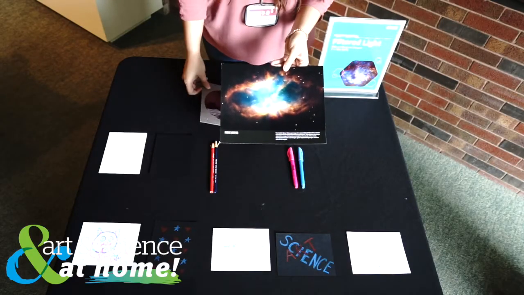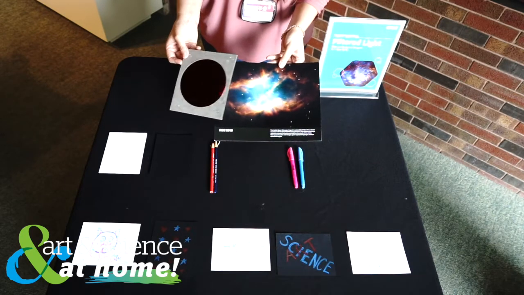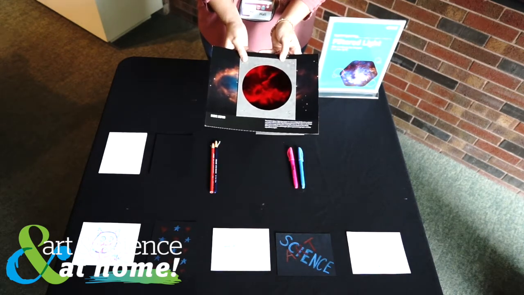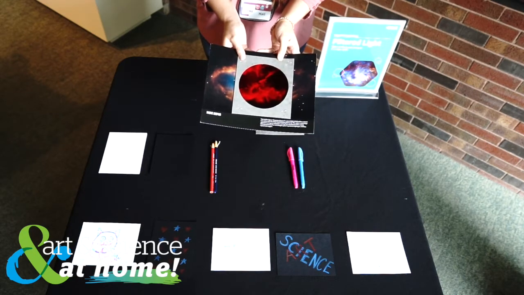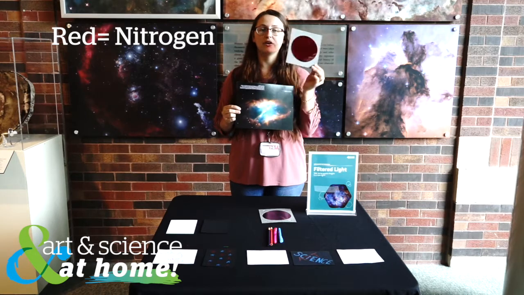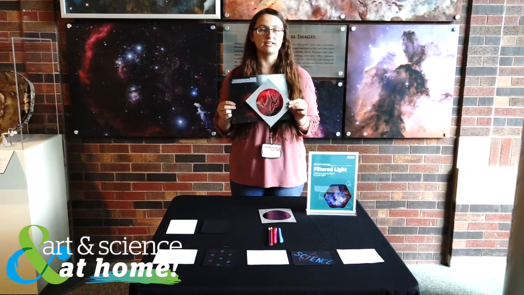Let's take a look at this nebula with our red filter. What do you predict will happen? The other colors have disappeared. In this image of NGC 2818, the red represents nitrogen. Using our red filter, we can find where there is nitrogen in the planetary nebula.